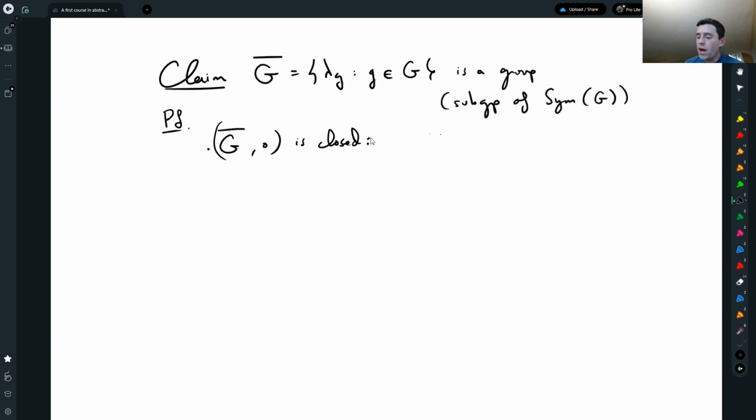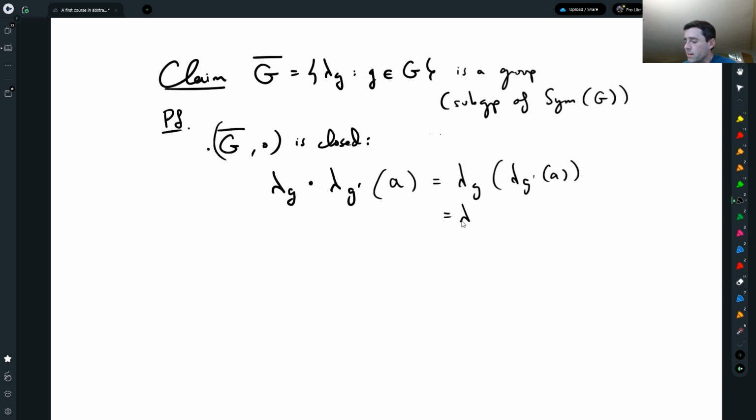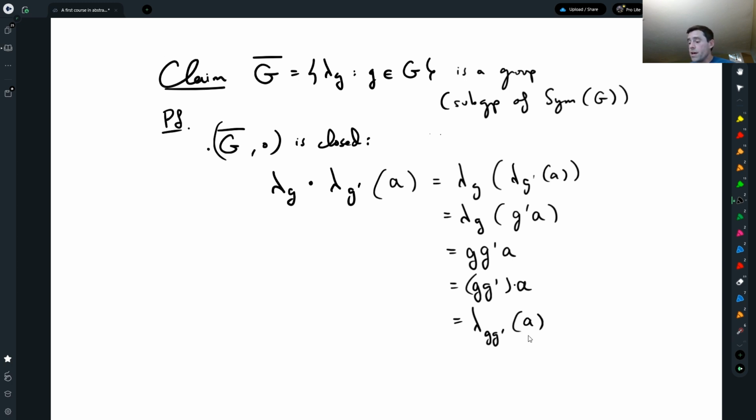How so? Suppose I am composing lambda G with lambda G prime. What does that look like? Well, let's see what it does to an element of G, that would be lambda G of lambda G prime of an element A, that is lambda G of G prime A, and lambda G would be G prime A, which is the same as G times G prime times A, so it is lambda G G prime acting on A by multiplication on the left. So therefore, what we have is that this product is lambda G G prime, which also belongs to G bar. So it is closed under multiplication, which in this case is composition.